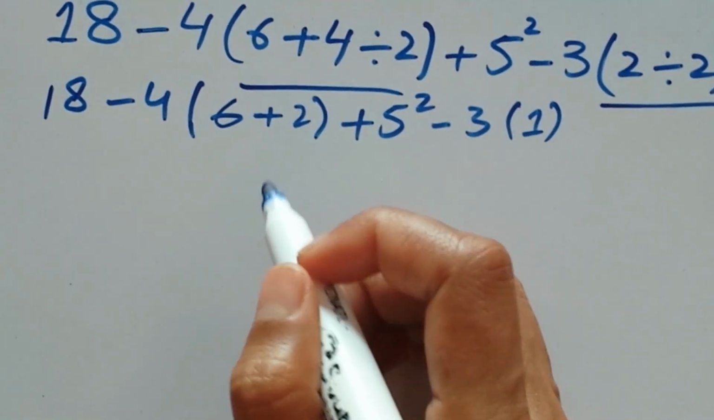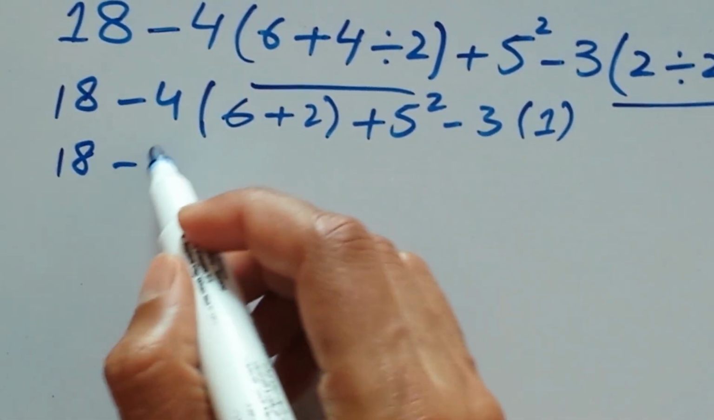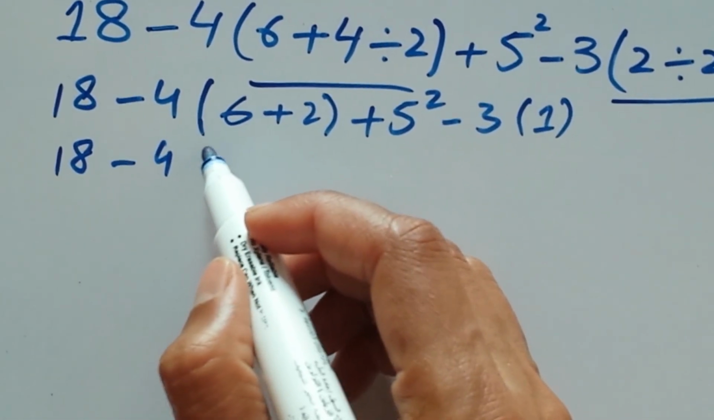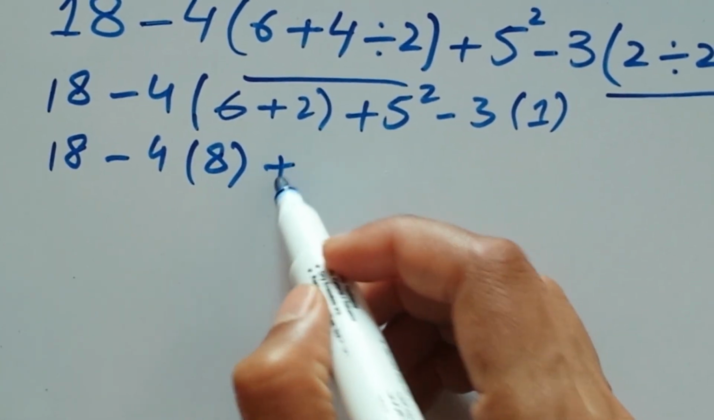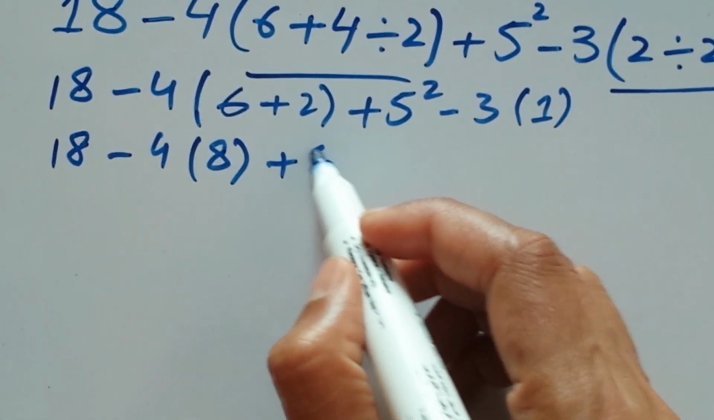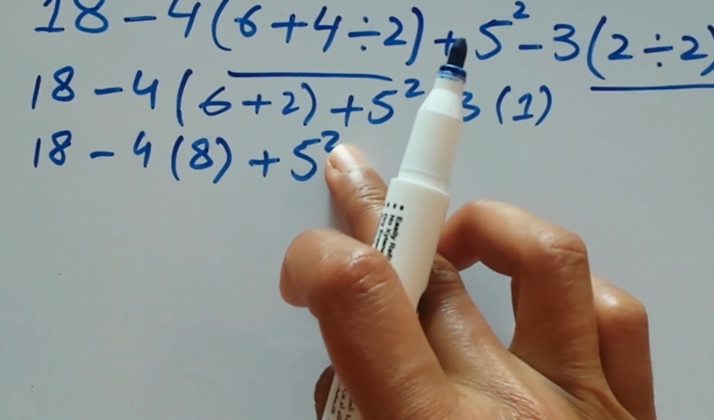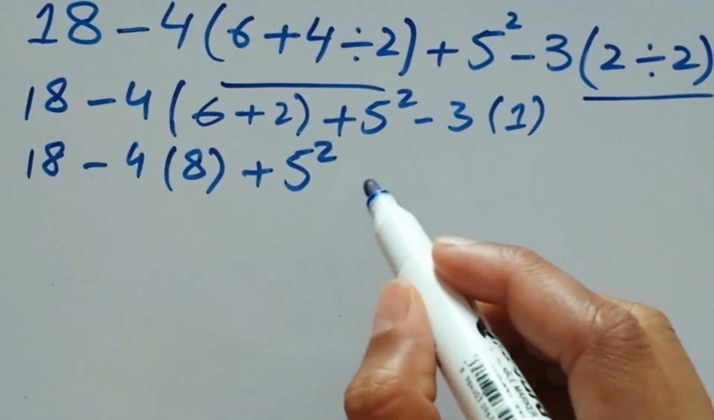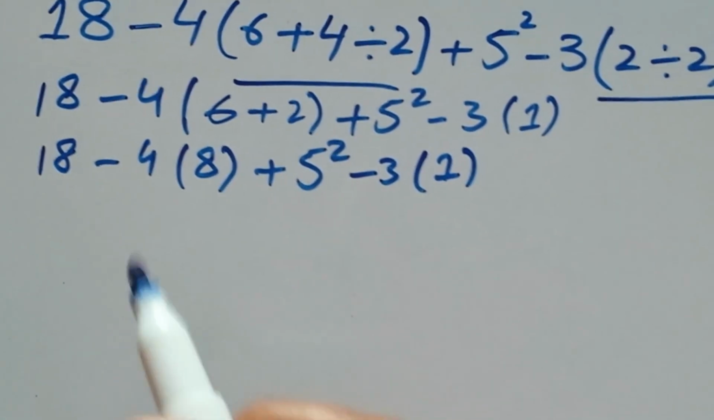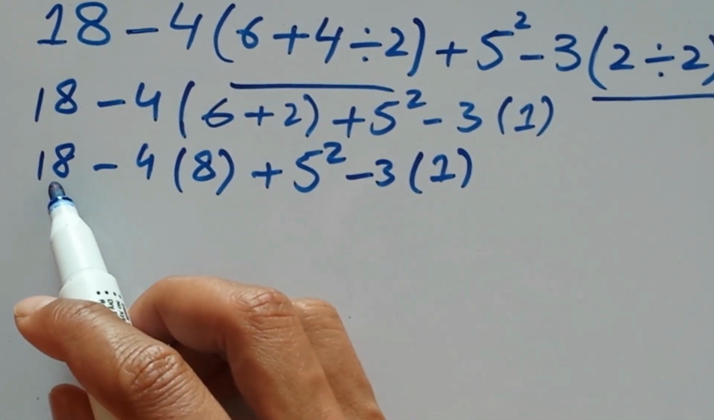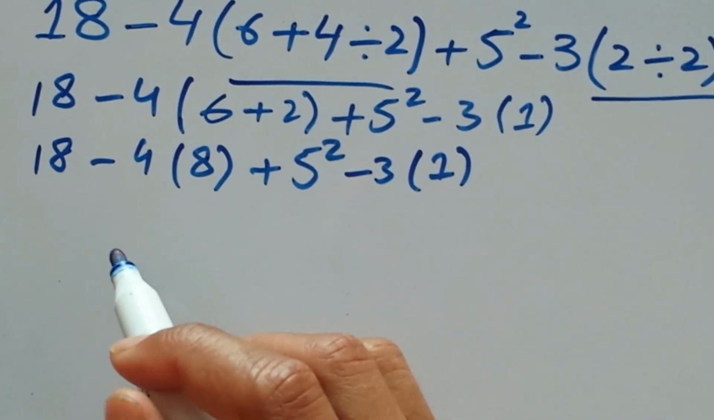Now this one. So 18 minus 4 and 6 plus 2 equals 8, right? Plus 5 squared plus, sorry, minus 5 squared minus 3 and 1. Now the expression becomes 18 minus 4 and 8 plus 5 squared minus 3 and 1.